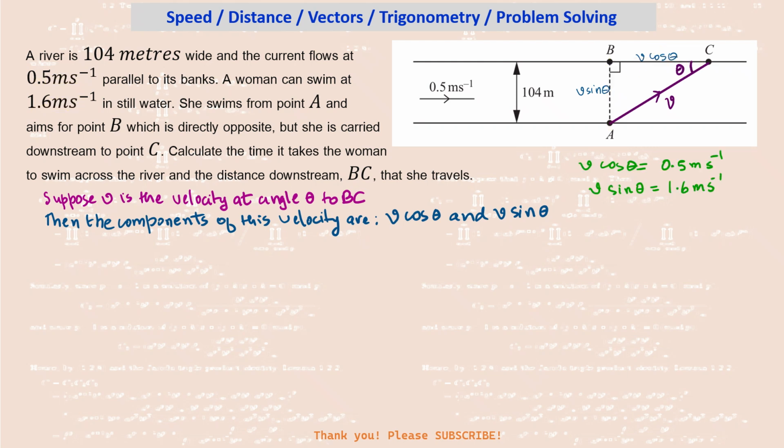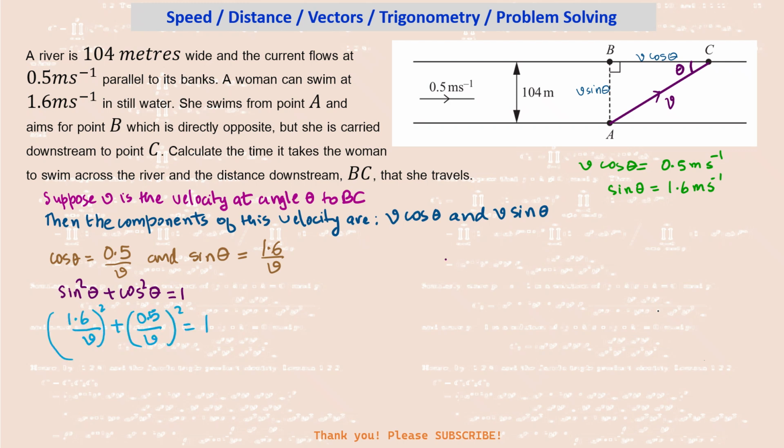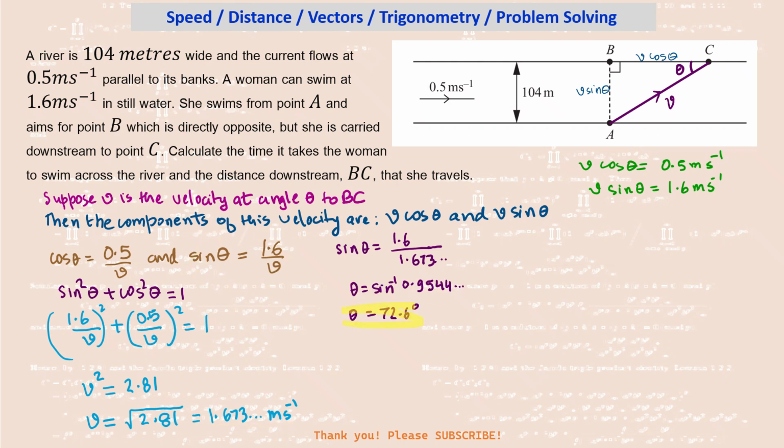So I would write that down, and then I get cos theta is 0.5 out of V, sine theta is 1.6 out of V, and we know that sine square theta plus cos square theta is 1. So we do this equation, and then we get V is 1.673 meter per second. Now I try to find the angle theta, so I write sine theta is 1.6 out of 1.673, and I get theta is 72.6 degrees.